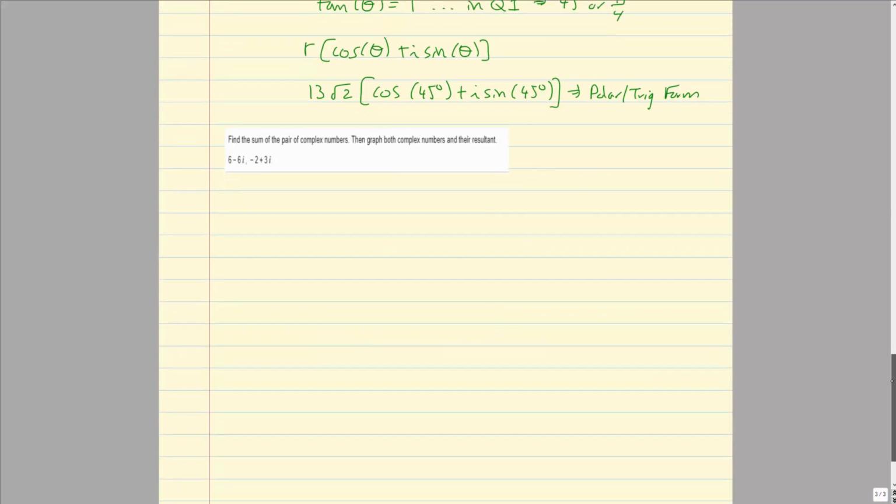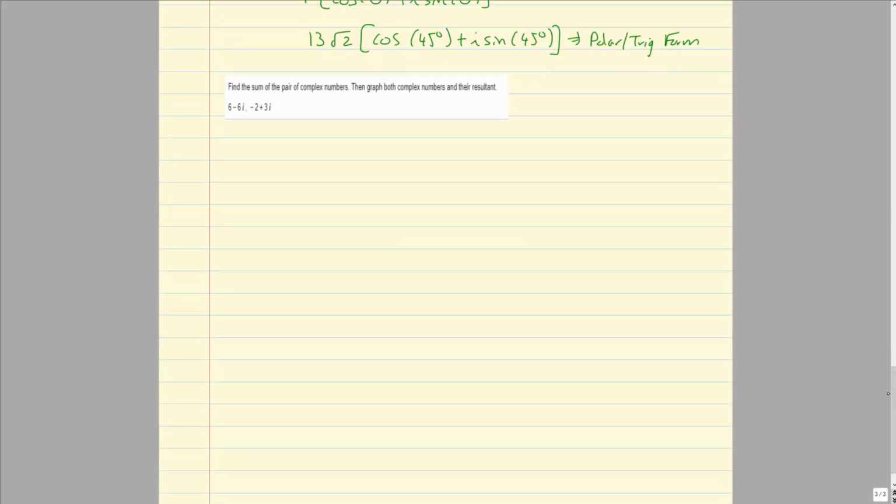For this one, it says find the sum of the pair of complex numbers, then graph both complex numbers and their resultant. So we have 6 minus 6i, and we'll be adding negative 2 plus 3i. Just like we did previously, I'll take the real components and combine them, 6 minus 2, and then the complex components, negative 6i plus 3i. 6 minus 2 is 4, negative 6i plus 3i is minus 3i. So 4 minus 3i is the resultant value.